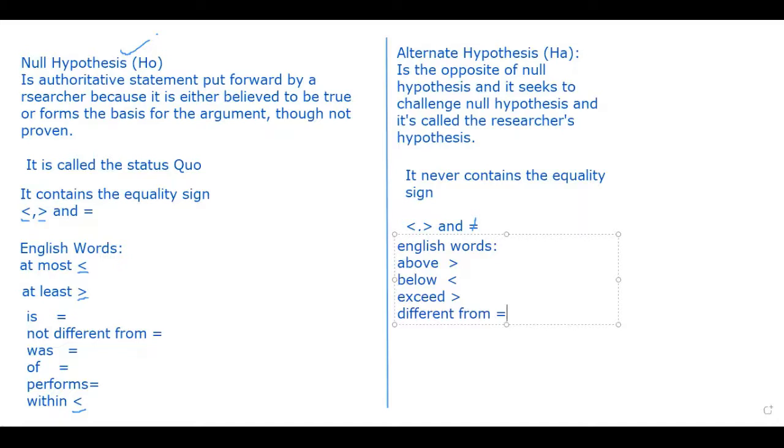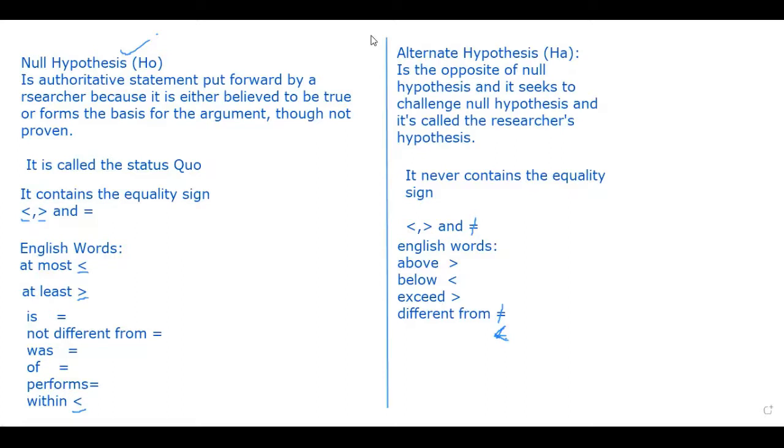A is different from B. It means they are not equal. So this one will give us not equal. You get it? So we have more than, less than, younger than. Younger than means what? Less than. When you're reading something in a hypothesis and you come across younger than, it means less than. So basically, this is what we call the alternate hypothesis. It challenges the status quo. If the status quo or the null is saying it's B, then the alternate hypothesis will say that it's A.